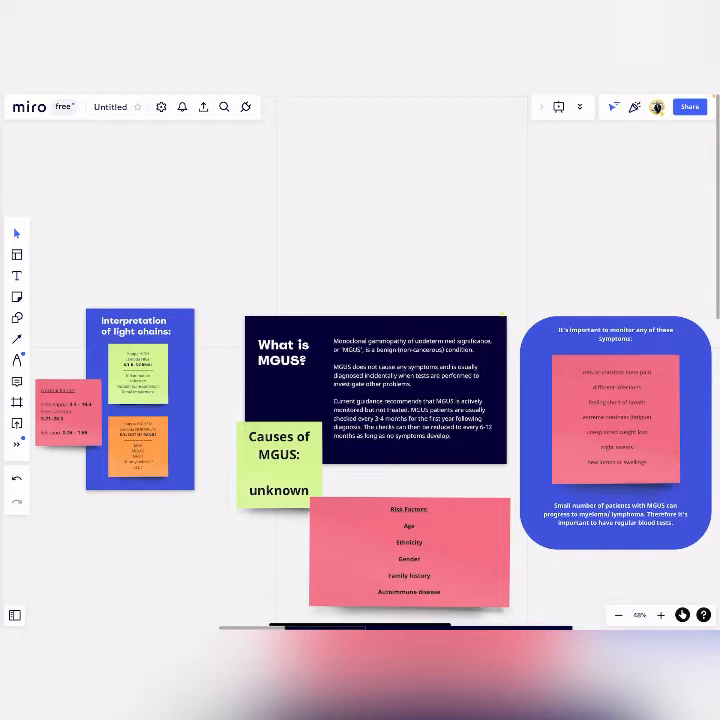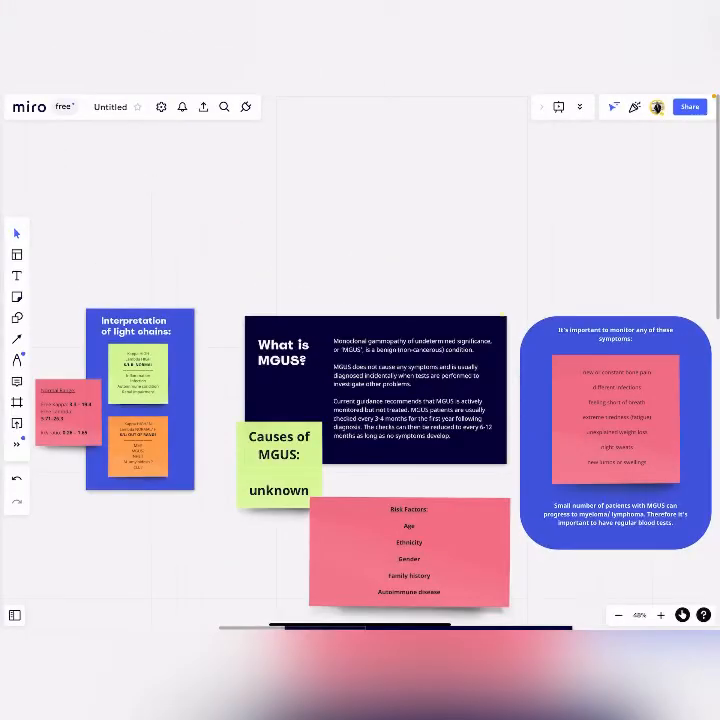Ethnicity: MGUS is more common in black people than in white people. Gender: MGUS is almost twice as common in men than in women. Family history: people who have close family members with MGUS have a slightly increased risk of developing it. Autoimmune disease is also a risk factor. Autoimmune diseases cause the body's immune system to attack healthy cells, which we know. Some autoimmune disorders may slightly increase the risk of developing MGUS, such as lupus or pernicious anemia.